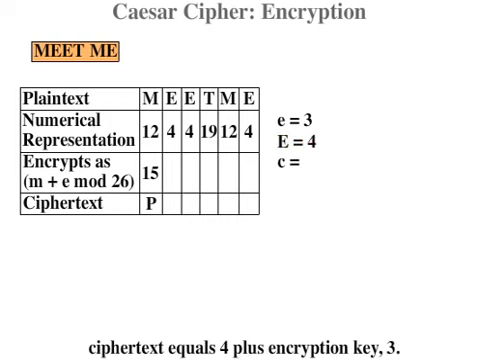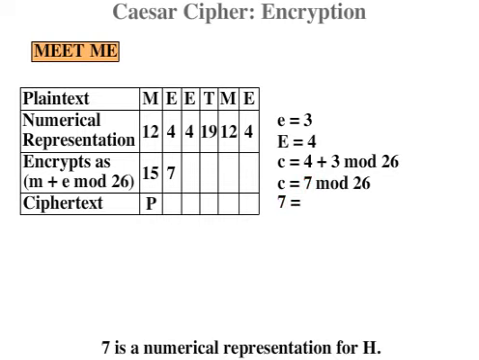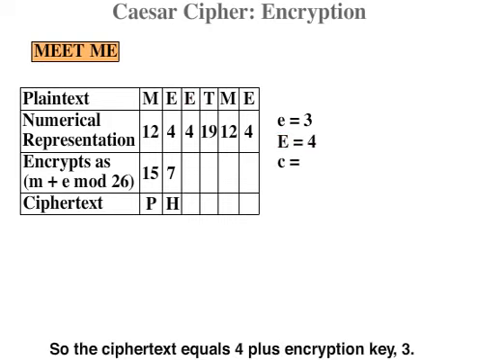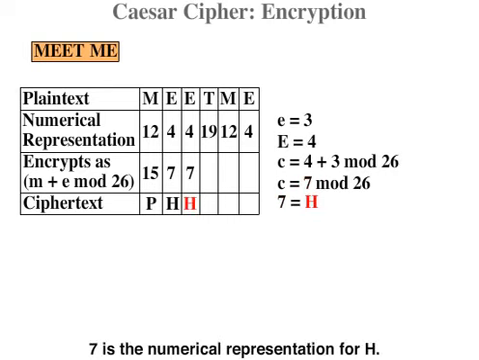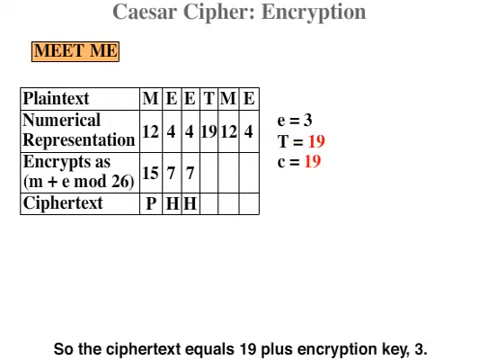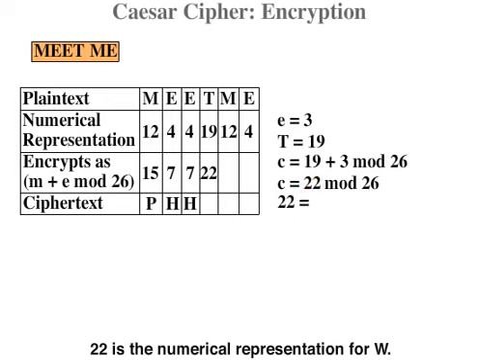E equals 4. Ciphertext equals 4 plus encryption key 3. So 4 plus 3 equals 7. 7 is the numerical representation for H. Again, E equals 4. So the ciphertext equals 4 plus encryption key 3. 4 plus 3 equals 7. 7 is the numerical representation for H. T equals 19. So the ciphertext equals 19 plus encryption key 3. 19 plus 3 equals 22. 22 is the numerical representation for W.